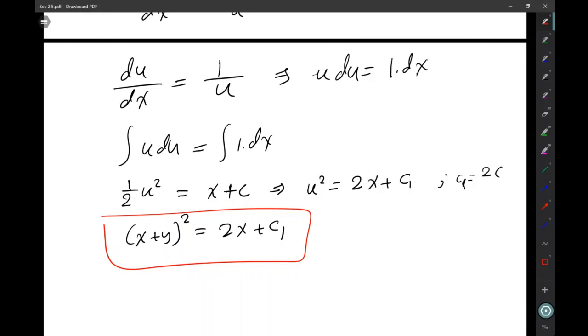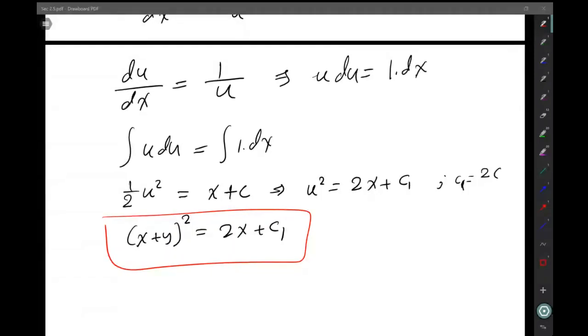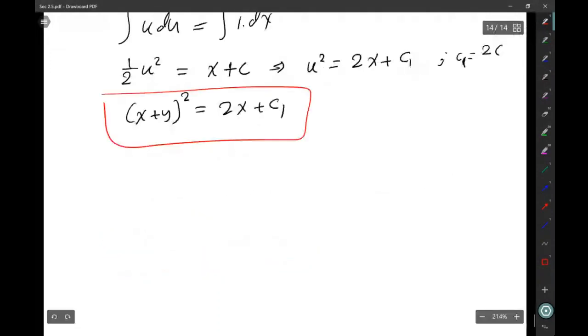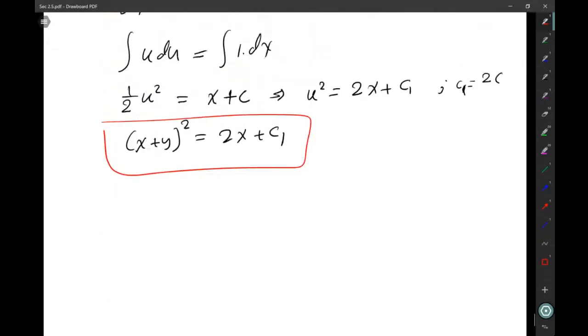Is this example clear? All right. By this example, we are finishing section 2.5.